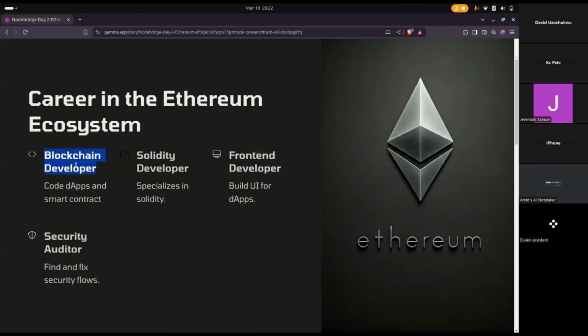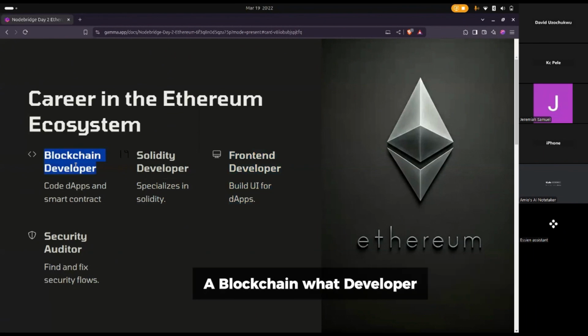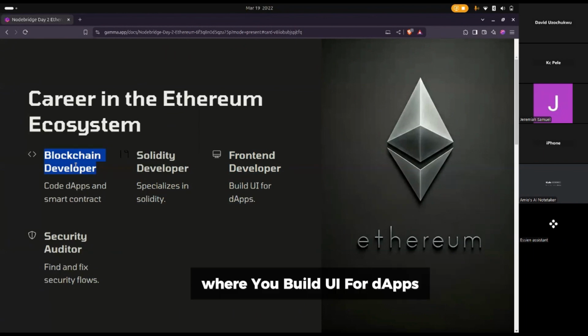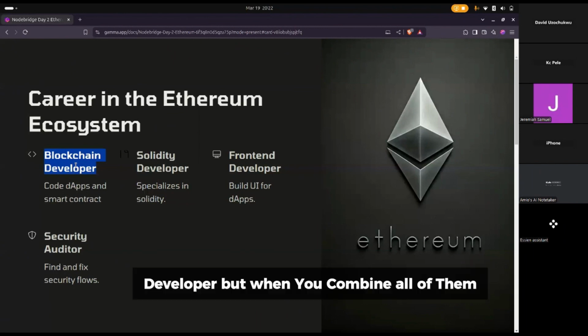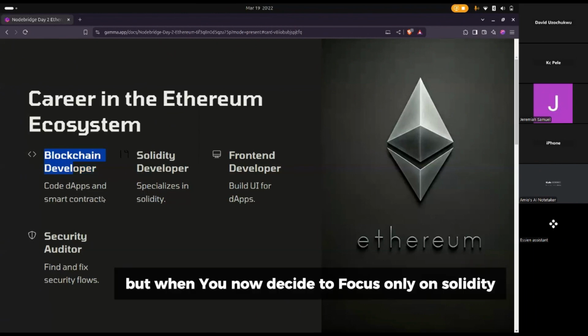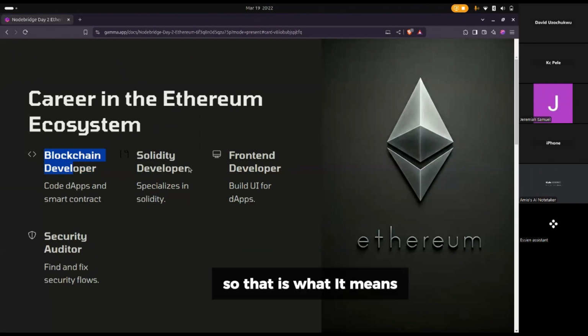So if you are a Solidity developer, that makes you a blockchain developer. If you're a front end developer in the blockchain space where you build UI for dApps, you're a blockchain developer. When you combine all of them, you fall under this category. But when you decide to focus only on Solidity, then you call yourself a Solidity developer. So that is what it means.